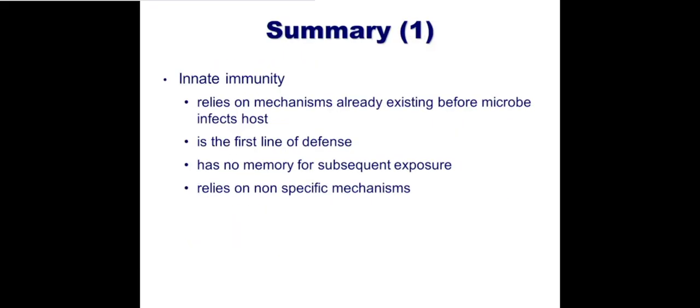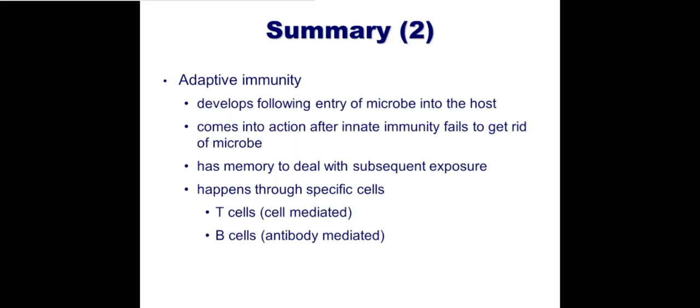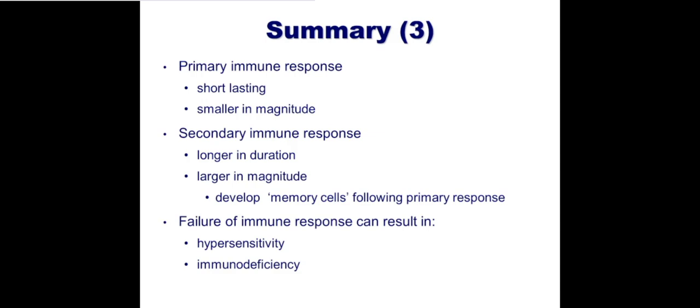We studied immunity, innate immunity, right? Innate immunity is the first line of defense, has no memory, and is a non-specific mechanism. Second, adaptive immunity develops after entry of microbes into the host cells, and it has a memory to deal with subsequent exposure and happens through specific cells, T cells and B cells, and having memory cells. Third, the primary immune response is by IgM, the secondary immune response is by IgG, and failure of immune response can result in hypersensitivity and immunodeficiency.